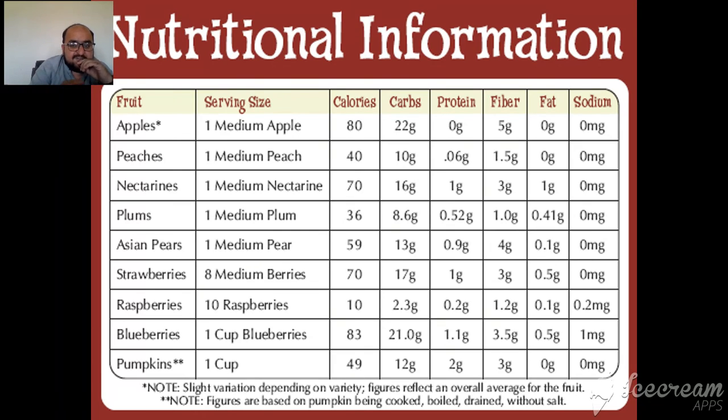So look at the different concentrations and the different nutrients which are present in that particular fruit. The same case with blueberries. If 1 cup of blueberries is taken, it will contain 83 calories of energy, 21.0 gram carbohydrate, 1.1 gram protein, 3.5 gram fiber, 0.5 gram fats.